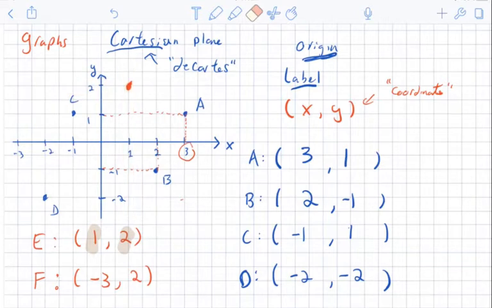So that's point E. What about point F? -3, so that's somewhere along this line, +2, that's somewhere along this line. So it's right here. F. So that's the basics for describing coordinates on the Cartesian plane. If you're having trouble with this, I recommend that we talk some more, because this is a fairly basic exercise. It's super important though that you understand how to do it.